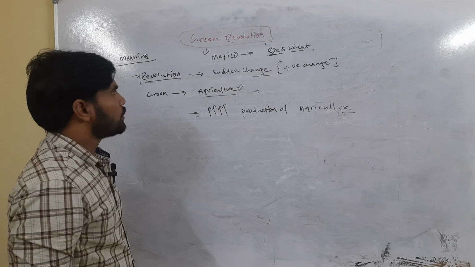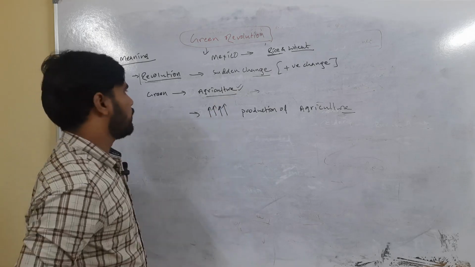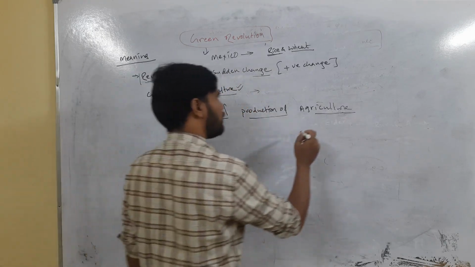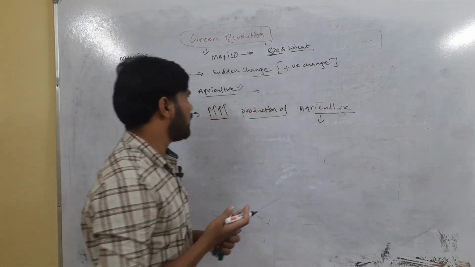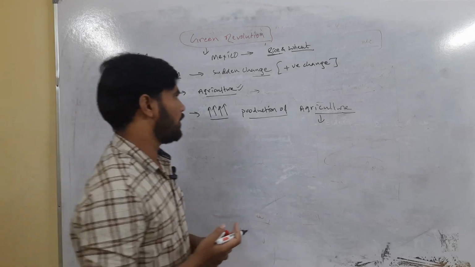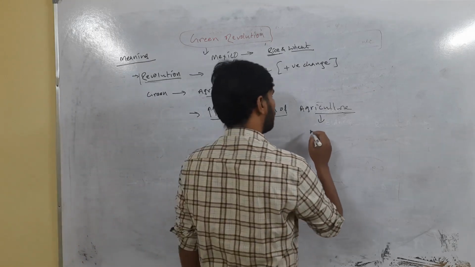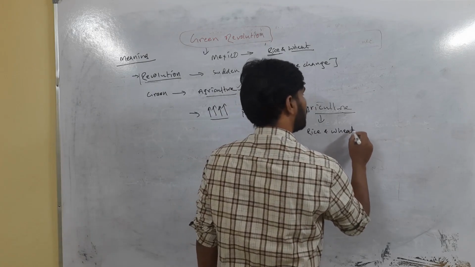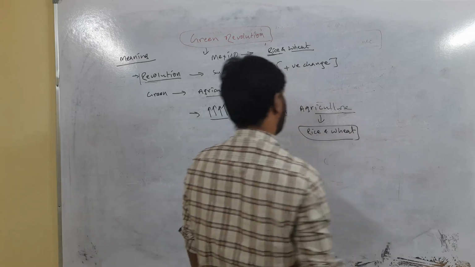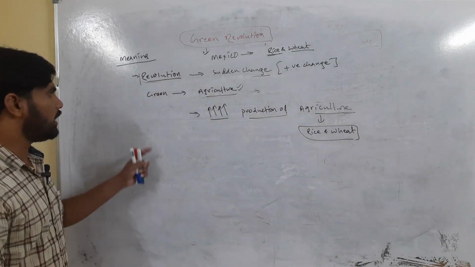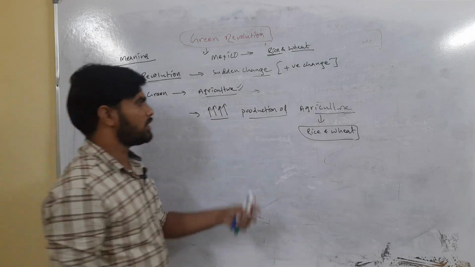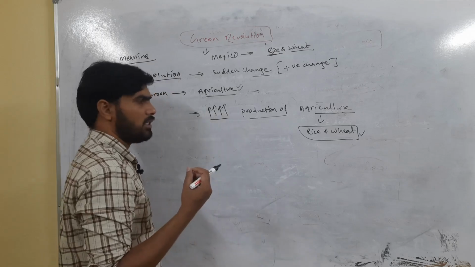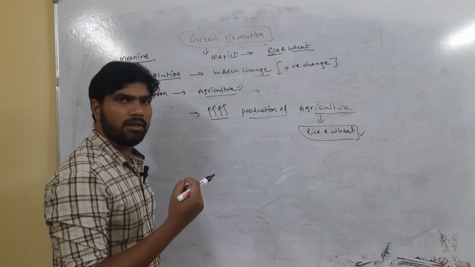There was a sudden increase in the production of agriculture. Agriculture means, in our country, first there was a sudden and drastic increase in the production of these two food grains, rice and wheat. So generally, when we say green revolution in our country, it is the sudden increase in the production of the two important food crops, or cereals, rice and wheat.